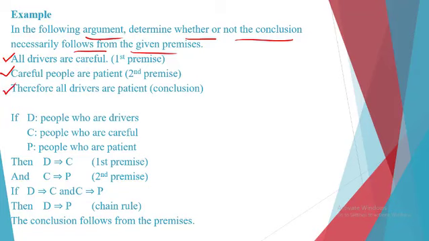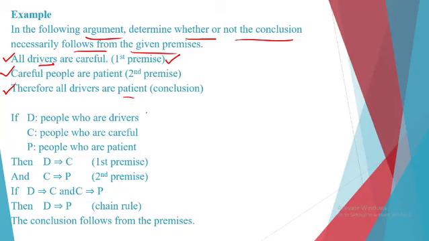The first one says that all drivers are careful. And then careful people are patient. Remember, drivers here are careful. So careful people that are being talked about here are also the drivers. Is that true? Careful people are the drivers, since drivers are careful. So we can just go to the conclusion that careful people are patient, and the careful people who are patient are the drivers. So drivers are patient.